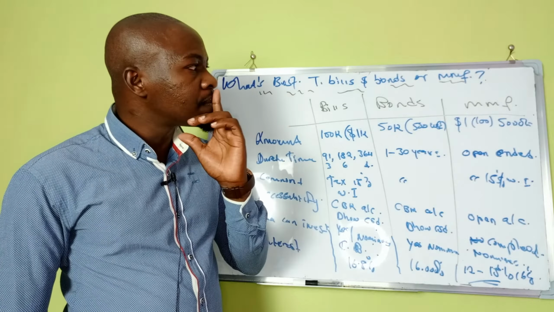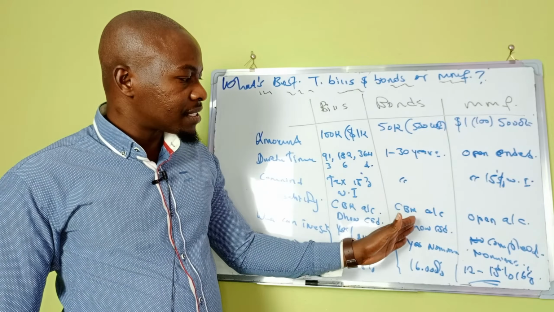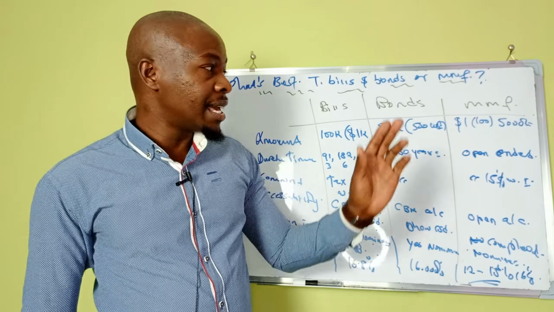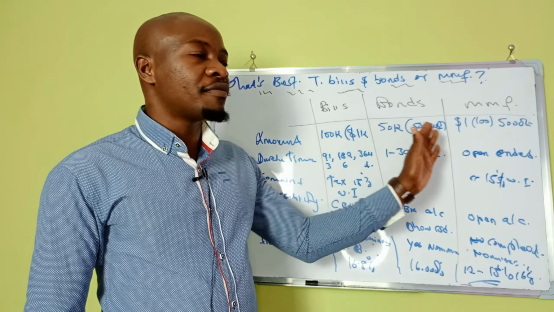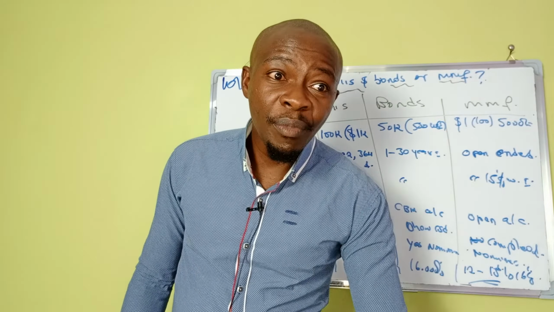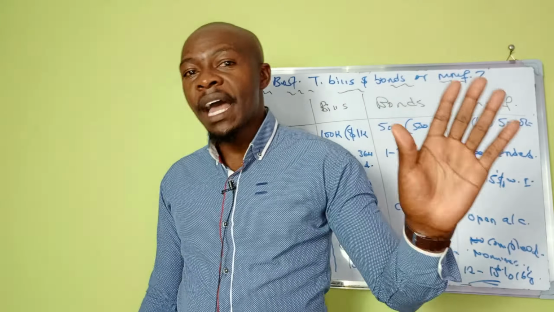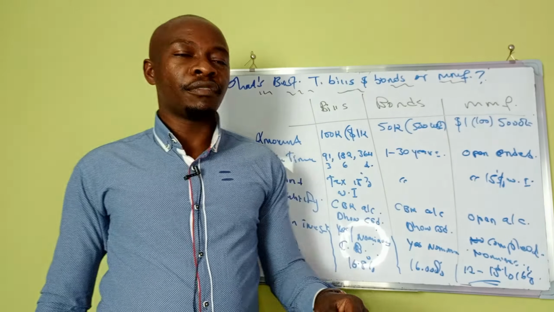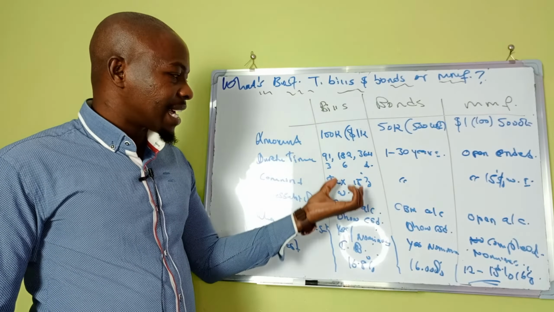Now it's for you to choose and say, okay, based on what Joseph has explained, I think bills are better for me. I think bonds are better for me. I think all of them are better for me. But if you ask me which is the best, I would say, can you get both or all of them? Amazing. Go ahead and get all of them. Why? Because there is a gap that each one fills.